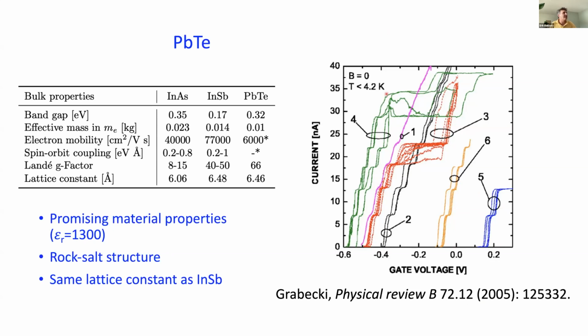And already at 4 Kelvin, they can see these super nice plateaus. And also these experiments are very, very reproducible. In this paper, they explain that this is all due to the fact that all these impurities which they have are very effectively screened by this super high dielectric constant in this material.